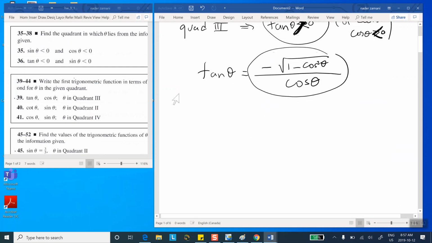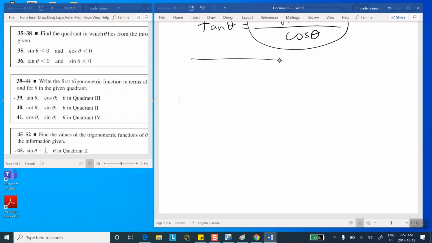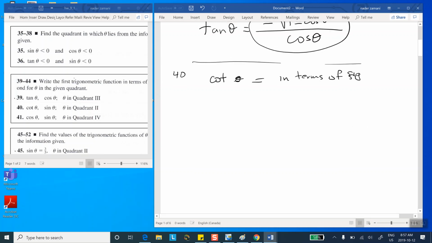Okay, let's go and do the other one. Similar. This one is 40. So cotangent must be written in terms of sine only. In terms of sine only. And by the way, we are told that the angle theta is in quadrant 2. Just remember this, quadrant 2.